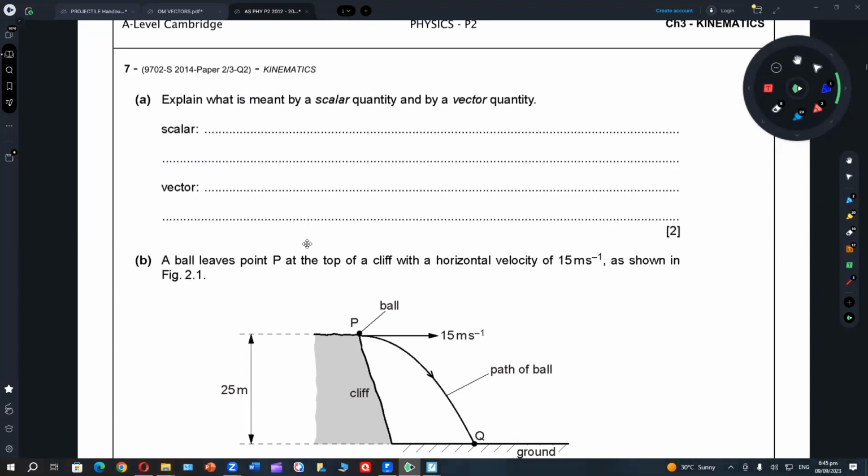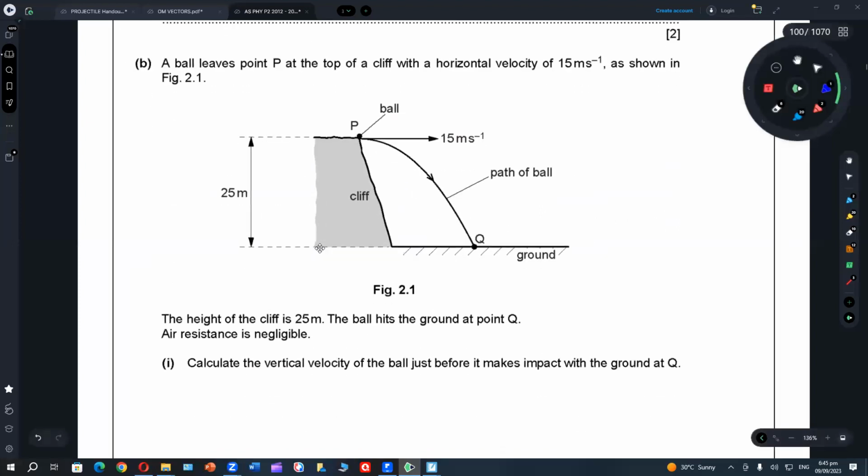Explain what is meant by a scalar quantity and by a vector quantity. This is June 14. Scalar is a quantity which is defined completely without direction. Vector is a quantity which needs direction. Then look at this screen.